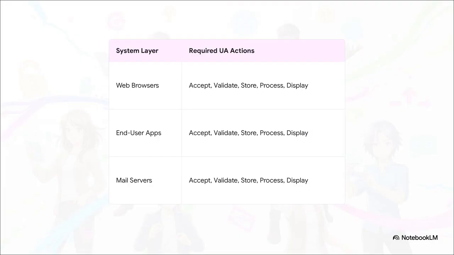To audit this successfully, you have to test every single layer of your infrastructure against those 5 fundamental actions we talked about earlier. Whether it's a web browser trying to render a URL, an end-user welfare app validating a login, or a backend mail server routing a confirmation message. Every system layer has to be able to accept, validate, store, process, and display internationalized data. Because think about it, if even one layer, say a backend mail server, fails to store a local language script correctly, the whole chain breaks.